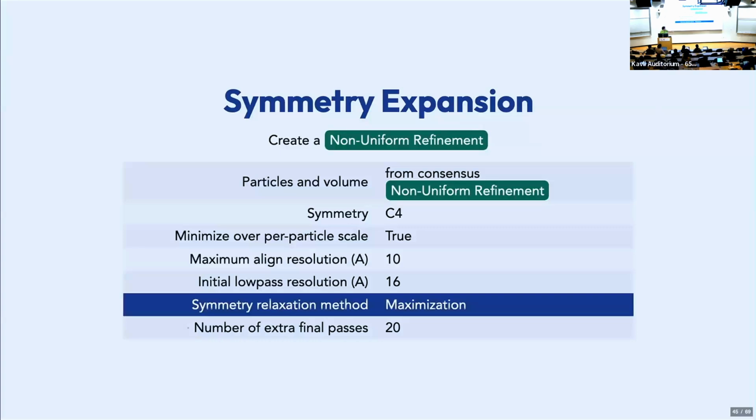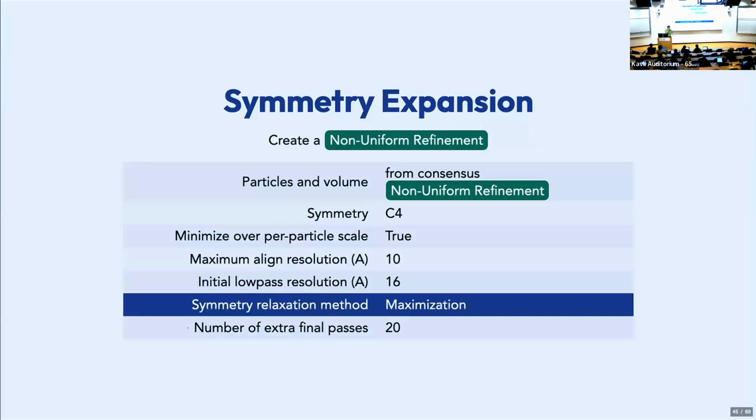And then the important thing is we set symmetry relaxation method to maximization. Okay, there's 3 options in this dropdown. One is none, which just does imposed symmetry. It forces the map to be C4. This one is maximization, which is where you have your particle, you align it to the map, and then you check the 4 symmetry-related positions.